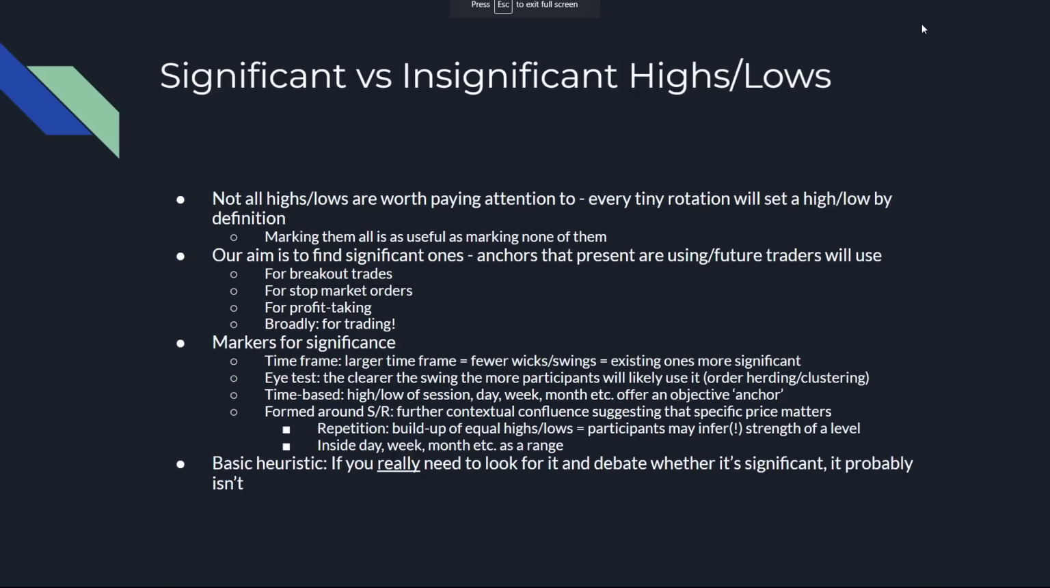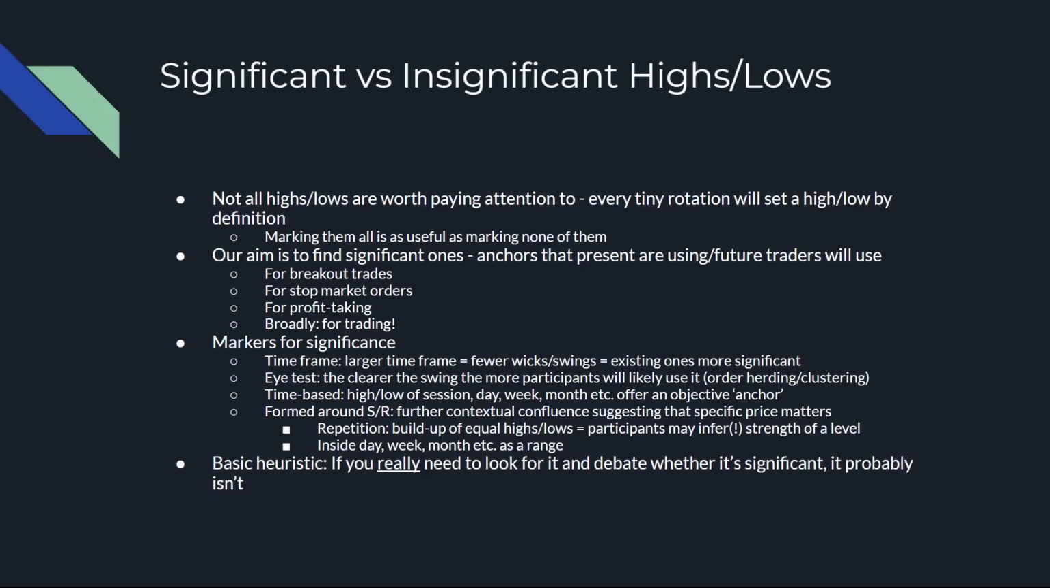I think we can present a more robust definition of significant highs and lows, especially given the amount of them that exist. And that's kind of the premise of the first point, that not all highs and lows are worth paying attention to. Sort of by definition, every tiny rotation will set a high or low. And so if you were on the 5-minute marking out every single swing high or swing low, that's nightmare mode. So we need some sort of filter to allow us to determine what are the significant highs and lows worth paying attention to and worth trading around.